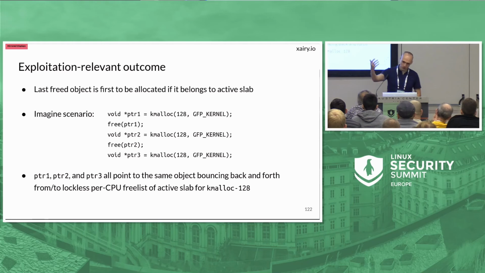We allocate another object of the same size again, we free it, allocate, and so on. All of these pointers are going to be pointing to the same object slot. Because when you allocate an object, it gets allocated from the active slab. When you free it, it gets put on a lockless active slab free list. When you allocate it, it gets allocated from the lockless free list. When you free it, it puts on a lockless free list, and so on. So all of these are the same object. Pointer 1 equals pointer 2 equals pointer 3.